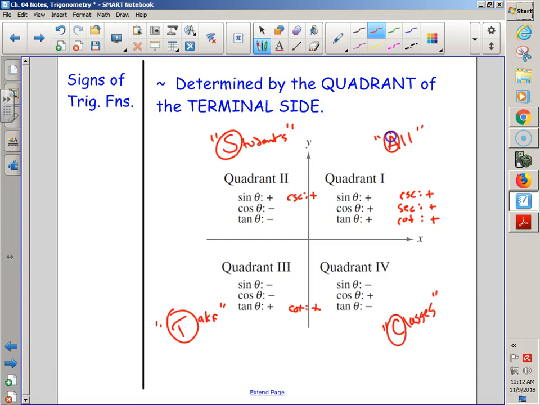So for some of you, it's helpful just to see the chart and be like, oh, that's what you meant. But it's not just all is all. It's not just sine, it's cosecant too. Not just tangent, it's cotangent too. It's not just cosine, it's secant as well. Good? So it's up to you what you want to write.